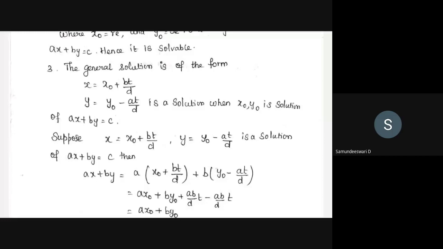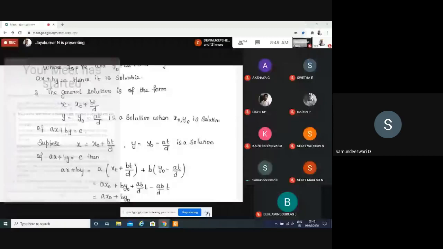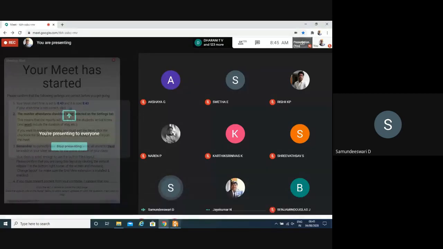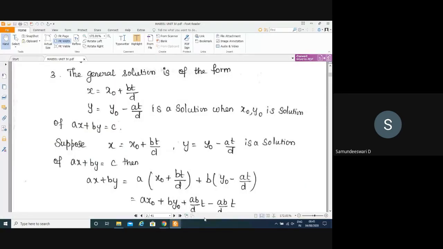This is our Diophantine equation. In that equation, we are substituting x and y values. Here we are taking x as x naught plus bt by d, and y as y naught minus at by d. So multiplying inside the bracket, we get (ax naught plus by naught) by d minus (ab by d) into t.